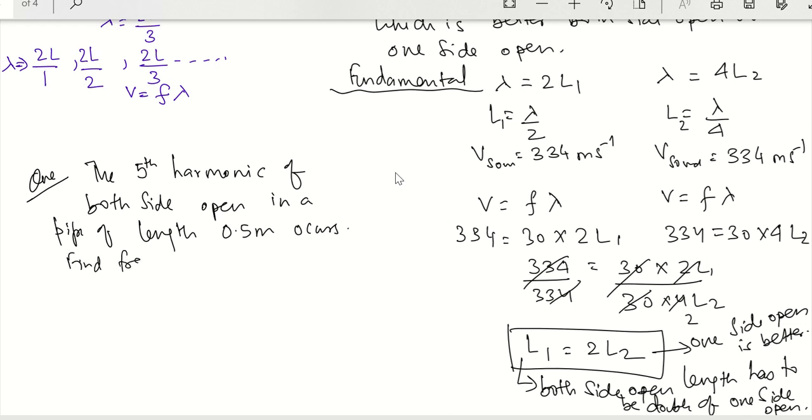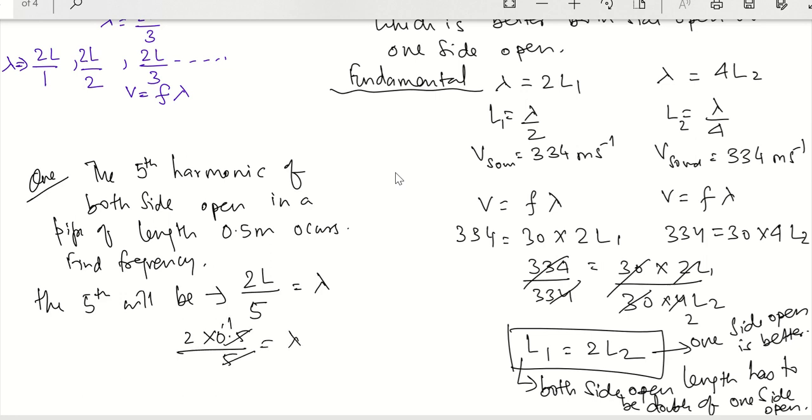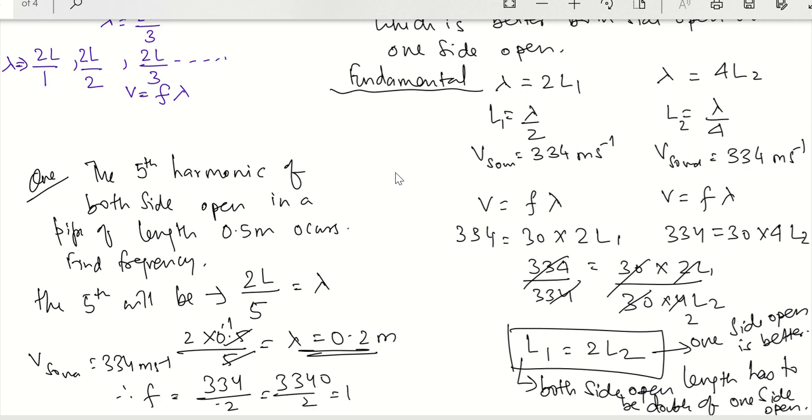Find frequency. So if you have to find the frequency, for example, so you know 1 2 3 4 5, so the fifth will be here, if you see 2L by 5, that will be your lambda, right? The length is given to you, so you know that 2 into 0.5 by 5 is equal to lambda, which means 0.2 meter. You got it. Now it becomes very easy. The speed of sound will be given to you, which is 334 meter per second. Therefore the frequency will be 334 by 0.2. So it's like 3340 by 2, which is 1670 hertz.